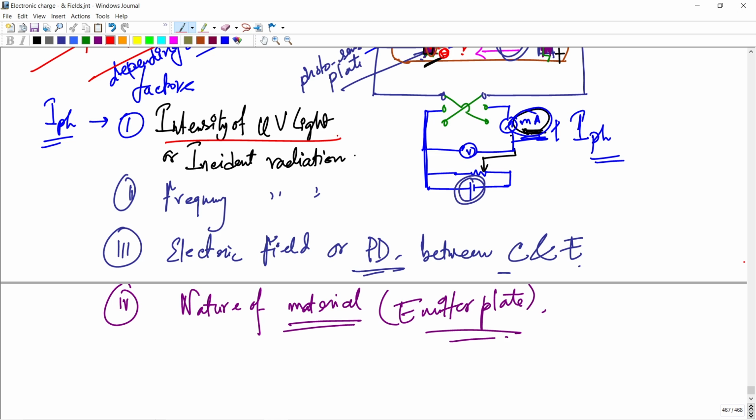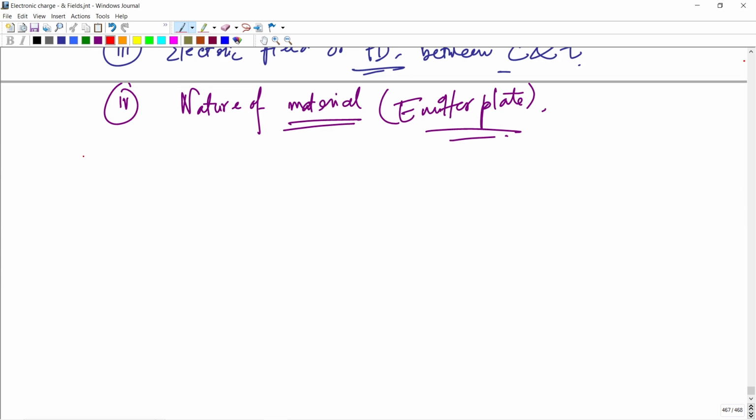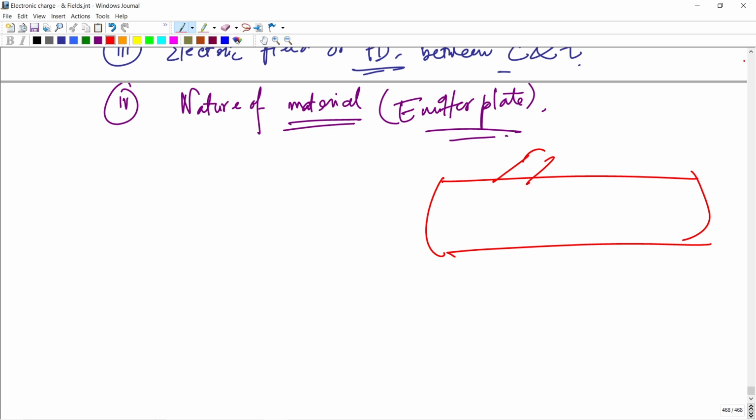So, the effect of UV light or incident radiation on photocurrent. If you see that diagram, if I draw it here, there is some gap here, and there is some plate, and this UV light falls on that emitter plate.